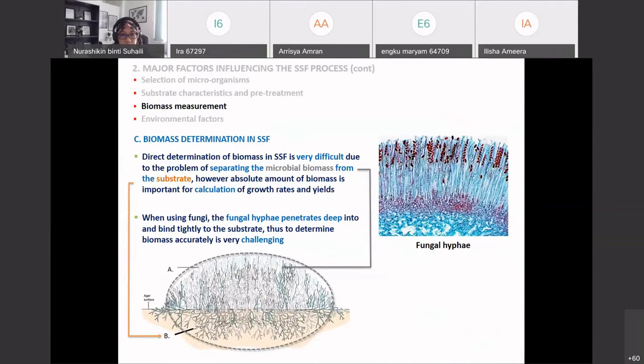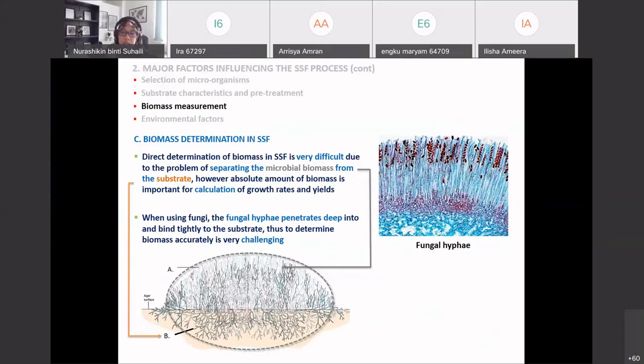The third factor is the biomass measurement. Okay, so you know now that the solid-state fermentation is with fungus, especially, which is the normal or usual microorganism used for SSF. So you can see that the whole thing is in static condition, and it's actually difficult for us to determine how well the microbes are growing. Okay, so that is one of the challenges in SSF, which is the determination of biomass concentration.